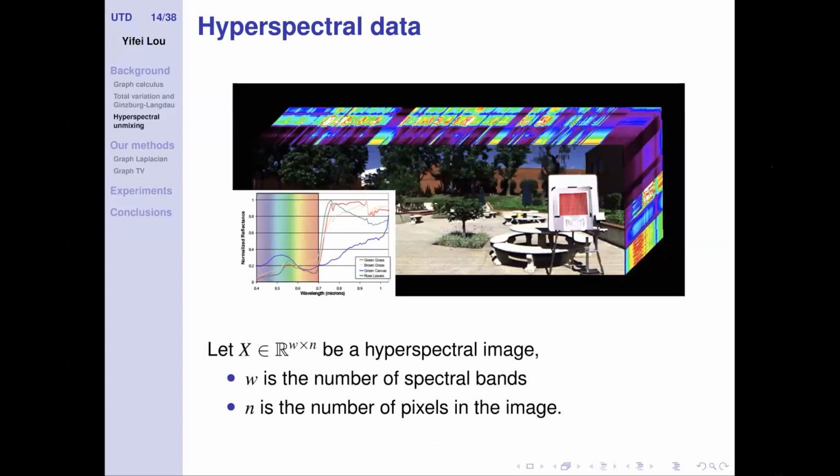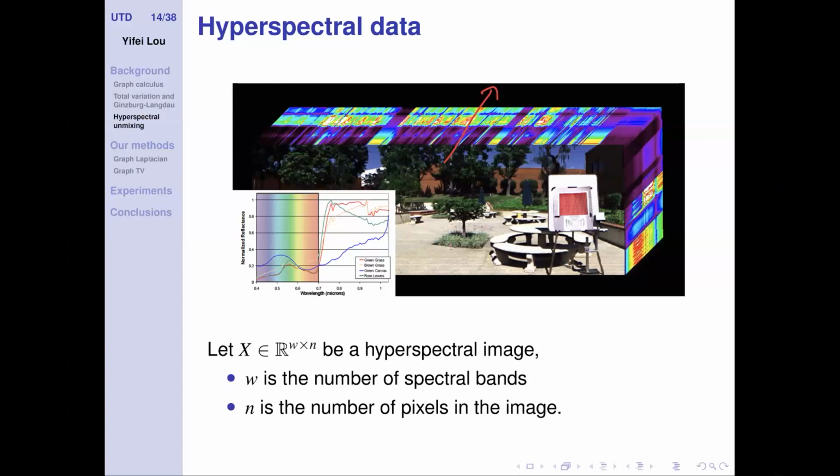Finally, it is about our problem, hyperspectral unmixing. So let's first talk about what hyperspectral data is. Instead of a color image, which only has 3 color bands, R, G, B, this hyperspectral data has hundreds or thousands of bands in the wavelength or spectral domain. And it still has the spatial information.